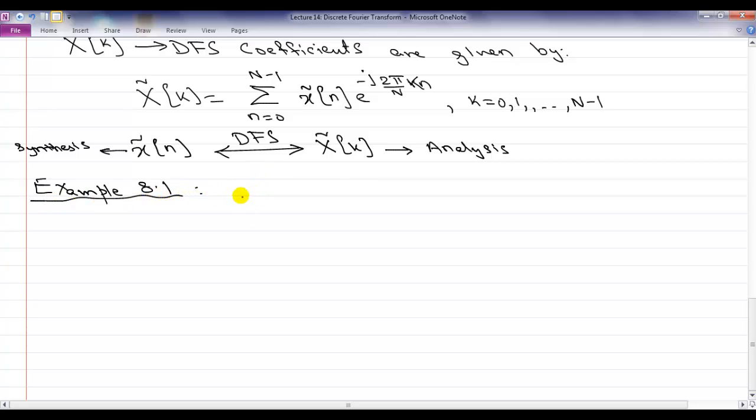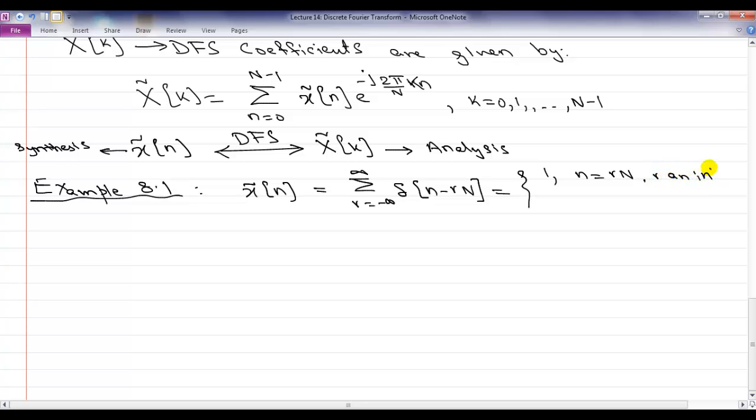says that you are given x tilde of n as an impulse train in discrete time. So it's the sum from r equals minus infinity to infinity of delta of n minus rN, which means that it is nonzero for n equal to a multiple of N, r an integer, and 0 otherwise. So just a simple periodic train, 0 everywhere except at multiples of N.